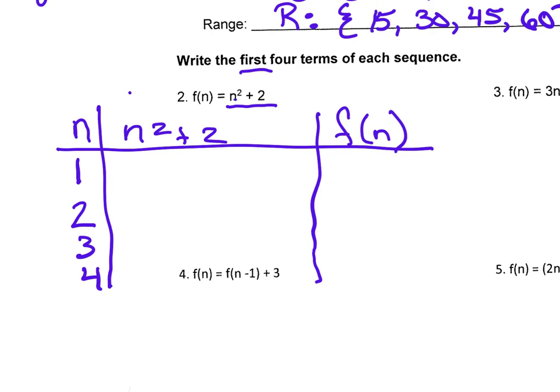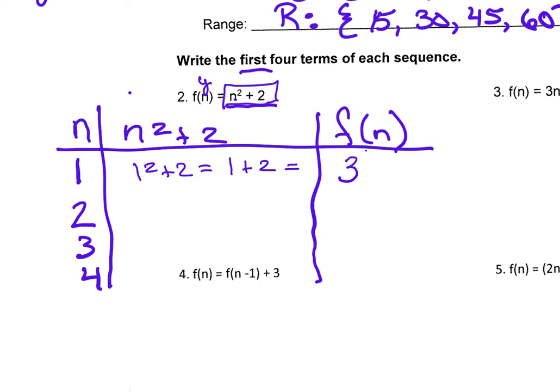Okay, so I got that from here. I put my f of n equals, this is like my y. My input's going to be my n value, my output's going to be my y value, or my f of n. So now I just fill them in. 1 squared plus 2 equals 1 plus 2, or 3.